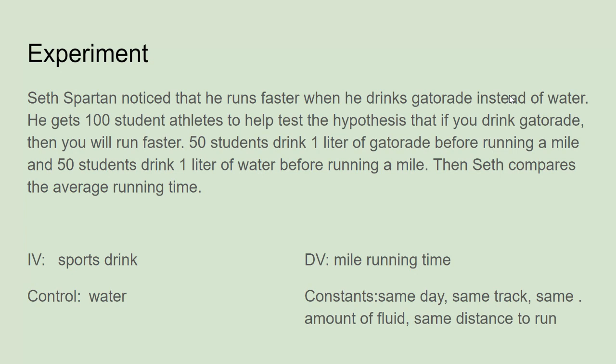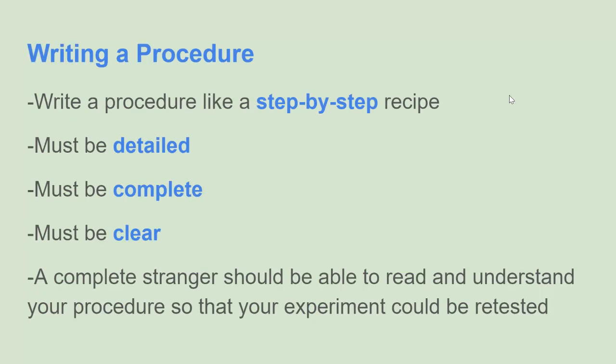And the constants would be you would want to have these runners run at the same day, at the same track, around the same time, drinking the same amount of fluid, and having the same distance to run. You want to keep everything except what type of drink they have the same. So all those other things would be constants.